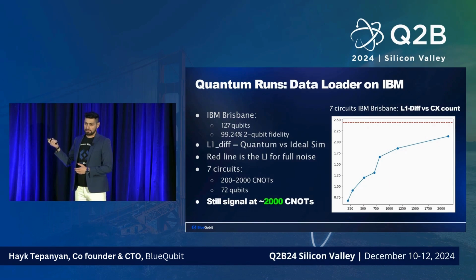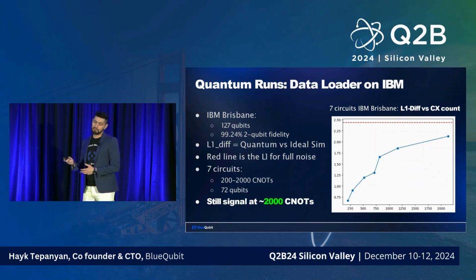The y-axis is a metric that shows how far from the true distribution we are. Lower numbers are better. 0 means we got the exact same distribution that we are going for. The red line here is the baseline. The red line is what you would get if you had a fully noisy state, and anything under the red line means you are getting signal.